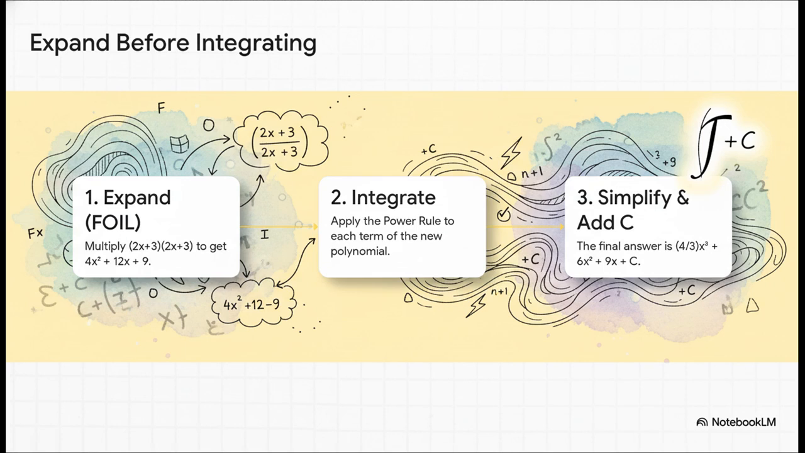Remember FOIL? First, outer, inner, last? You just do that, and boom. That 2x plus 3 squared becomes a simple polynomial, 4x squared plus 12x plus 9. And that's easy. We just hit each one of those terms with the power rule we already know. Slap a plus c on the end, and you're done. Again, it's the algebra that does the heavy lifting and makes the calculus a piece of cake.